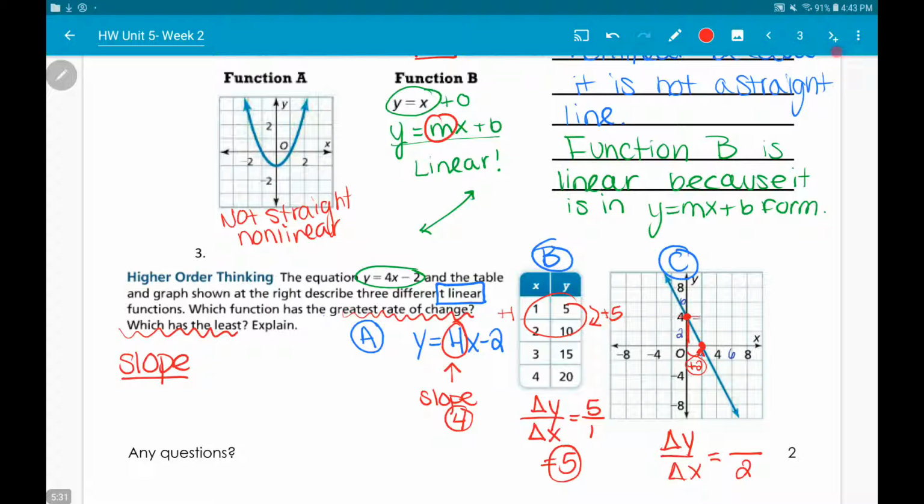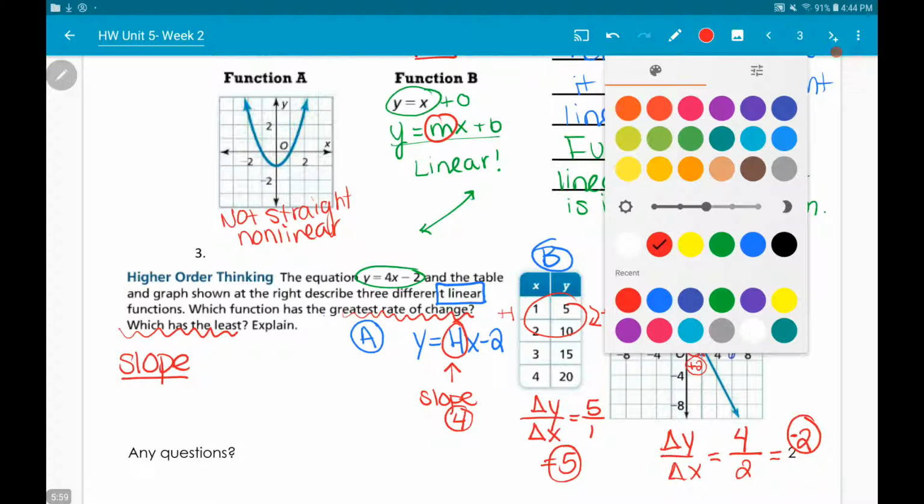Now I look at my y values. To go from 0 to 4, that's plus 4. That's my change in y. 4 divided by 2 is 2. Now I also see that my slope is going down because it is in a negative direction. So that means it should be a negative slope of negative 2. All right, so which one of these numbers is the greatest and which one is the least?